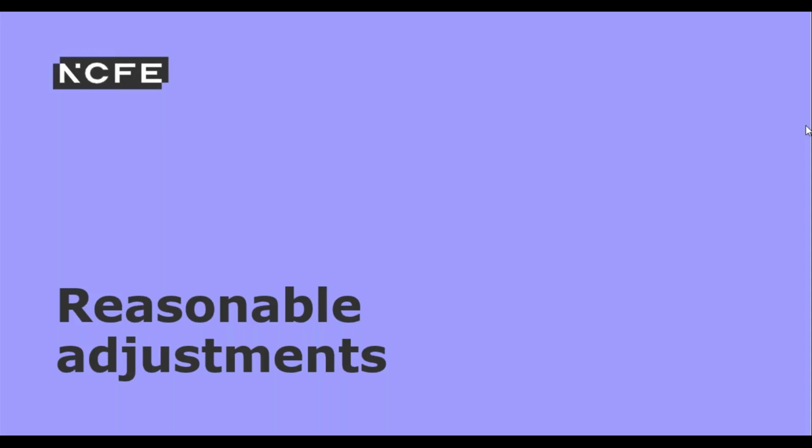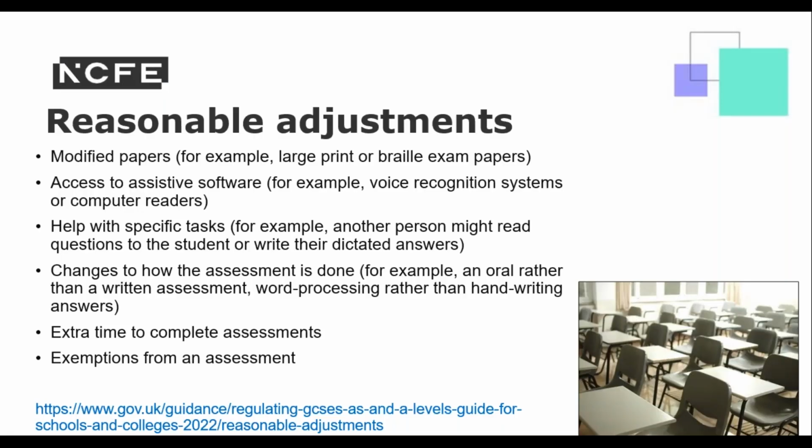In our final section, we will look at reasonable adjustments. Some learners are entitled to reasonable adjustments if their needs require this, and it can be evidenced. This could be anything from modified papers to extra time. Please see the list on the slide. This is not an exhaustive list. Other adjustments may be available depending on the student or learner's needs, and not all of these adjustments will be reasonable in all cases.